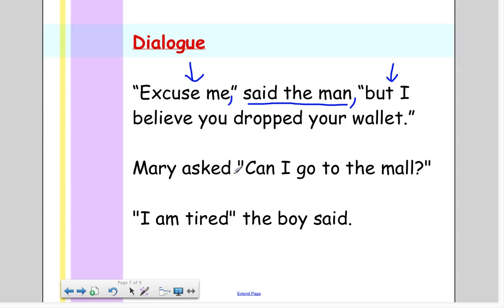Mary asked, "Can I go to the mall?" Again, this is the part that was said, so we want to put a comma in between the part that wasn't said. "I am tired," the boy said. Again, we put a comma right here because this is the part that was said and this is the part that wasn't said.